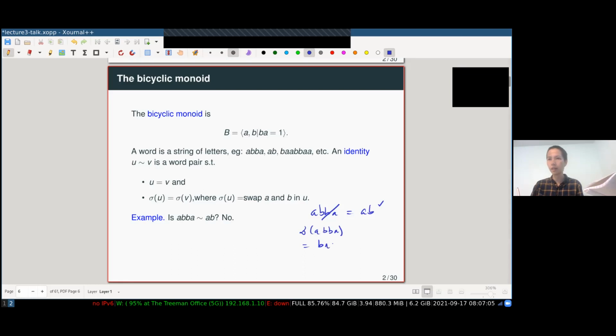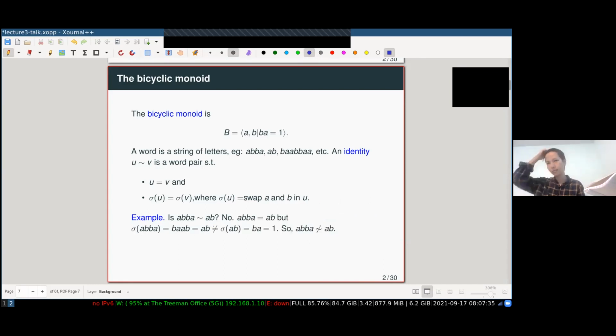BAAB, okay? BAAB is the same as AB. But when I apply the same operation on the other word, I get BA, which has become the identity. So on the left, I have AB, which is not the identity, and on the right, I have 1. So when I do this swap, I don't have an equality. In this case, this word is not equivalent to the other word.